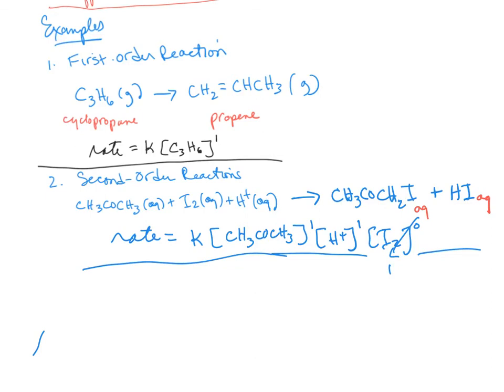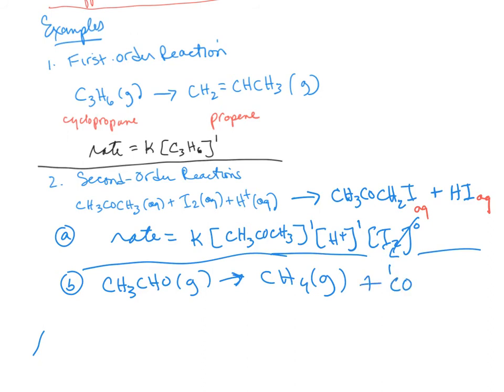The other example, so that's A, and this example is B for second order. This one is CH3CHO, that's in the gas phase, forming CH4 methane, gas phase, plus CO, gas phase. And for this one, the rate of the reaction is k, the rate constant, times CH3CHO squared. So how did we get that? There's no 2 coefficient there.